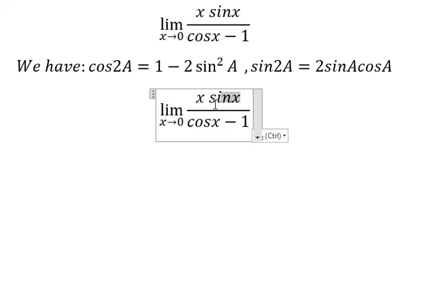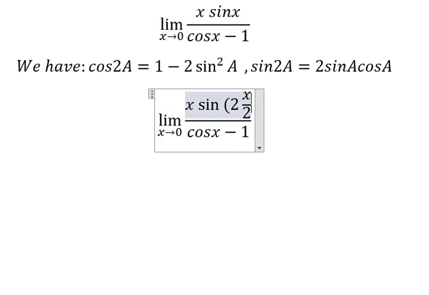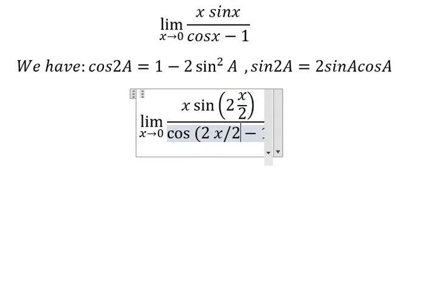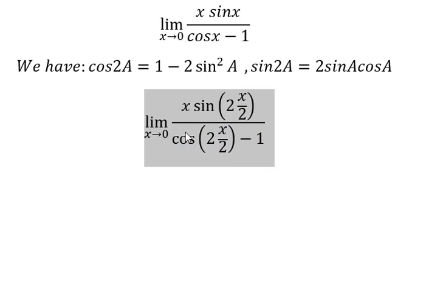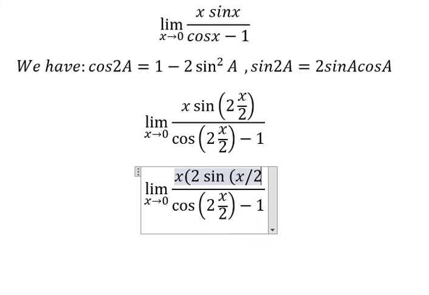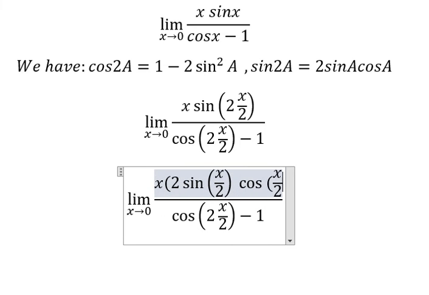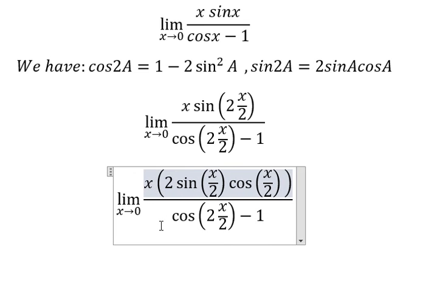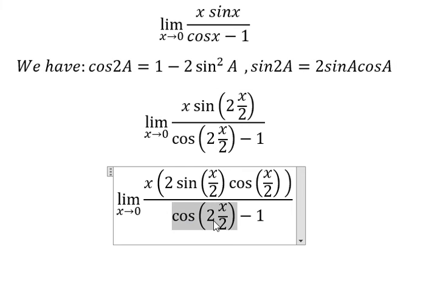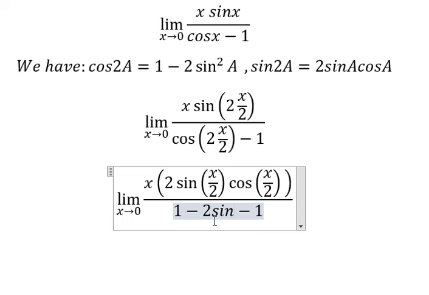We see that sine x, that is about sine of number 2 multiplied by x over 2. Cosine x, that is about number 2 multiplied by x over 2. So this one we change by this one. So that is about 2 sine of x over 2 cosine of x over 2. This one we change by this one. And we have 1 minus 2 sine of x over 2.